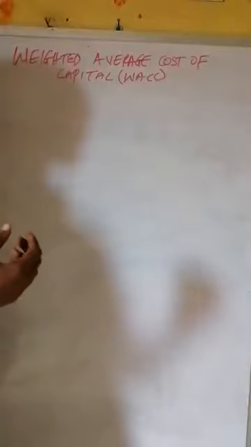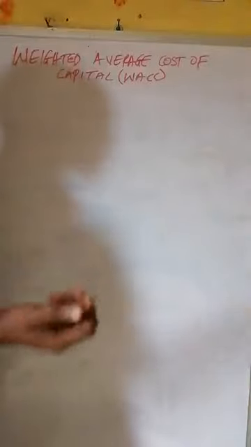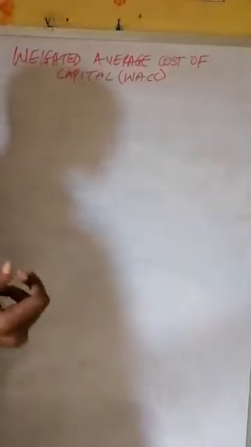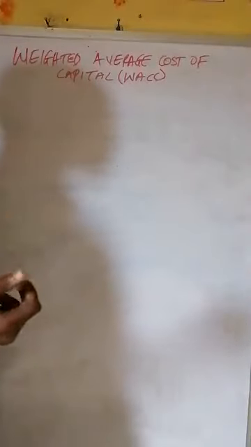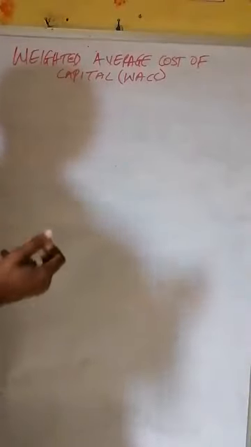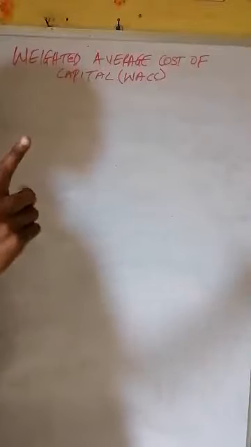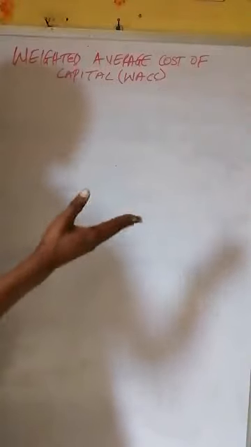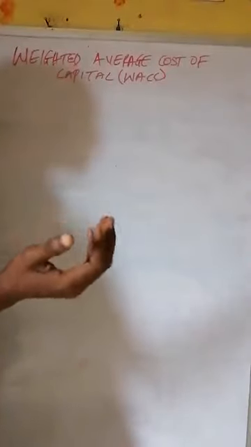By that, each of these sources of capital has its cost. For equity, we call it cost of equity. For preference shares, we call it cost of preference shares. For debenture, we call it cost of debenture. In that sense, in a particular company, a company is financing its operations with different sources of capital, which are equity, preference share, and also debenture.